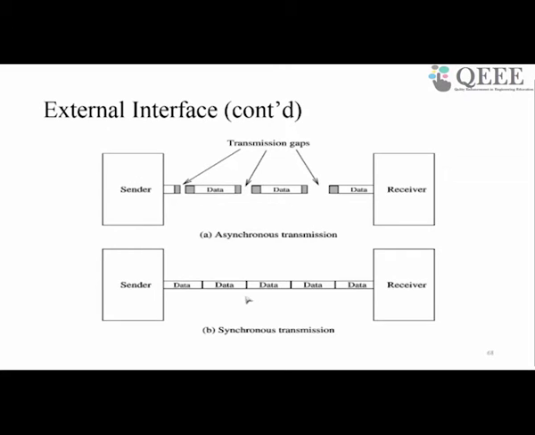So this is an example of a synchronous transfer. Data is sent byte by byte or word by word, and a common clock is used by the sender and receiver. Synchronization has to be maintained, whereas here it's an asynchronous transfer between the sender and receiver.